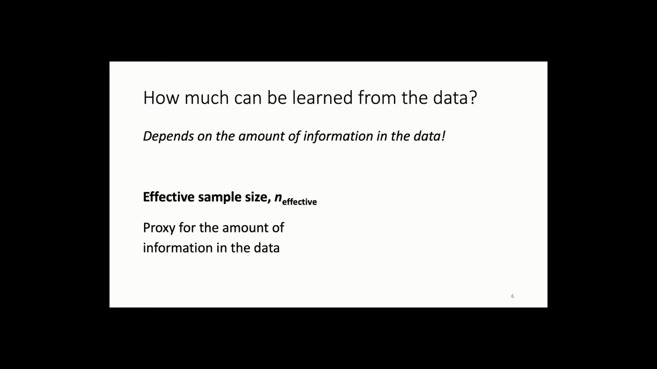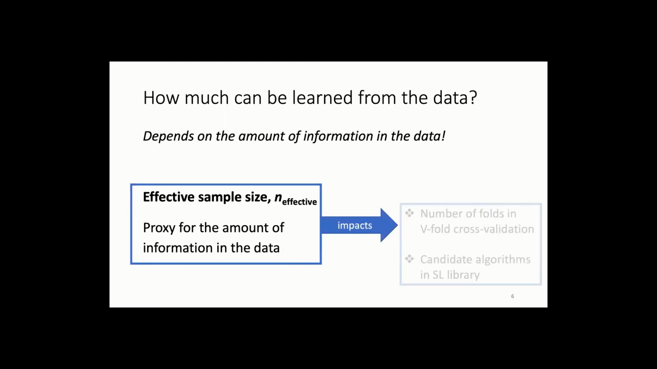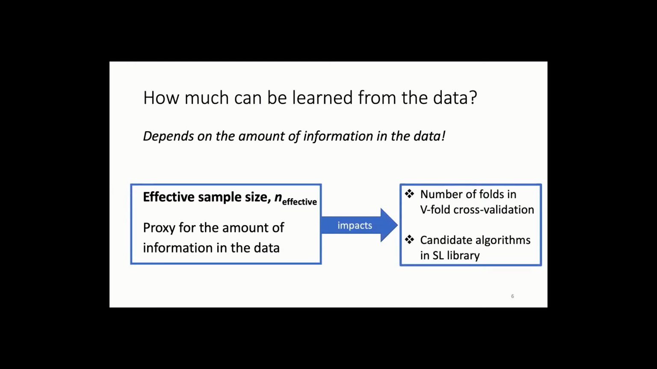This brings us to the idea of an effective sample size, which we will use to serve as a proxy for the amount of information in the data. And it's going to impact the number of cross-validation folds, and it's also going to impact the choice of algorithms that we choose to put in our superlearning library. Algorithms with more structure, like parametric models, use modeling assumptions to smooth over areas of low support in the data. And so if we have a small effective sample size, we may need to restrict ourselves to these parametric models, or to more structured machine learning algorithms like Lasso that do covariate selection, or some of the tree-based algorithms.